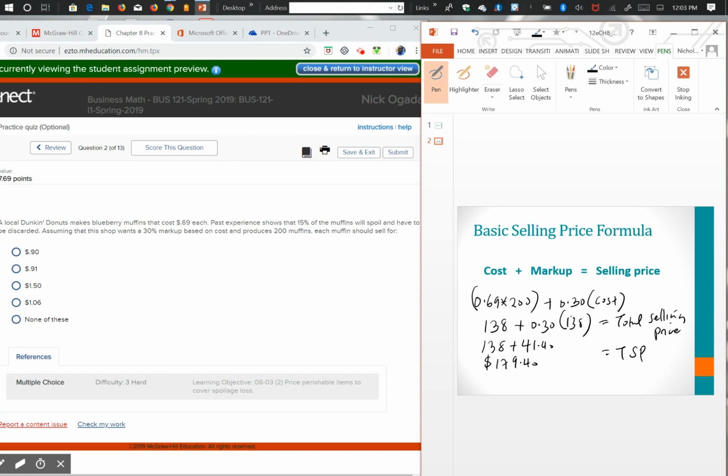So the question is, if this is what we intend to achieve in terms of total revenue, and that gives us 30% markup on cost, then what should be the price of each muffin? Again, you have to remember, in the problem we are told, yes, we produce 200 muffins, but we're not going to sell all the 200 muffins because 15% of those will be bad. So 15% of 200 is 30. So 30 muffins will be bad.